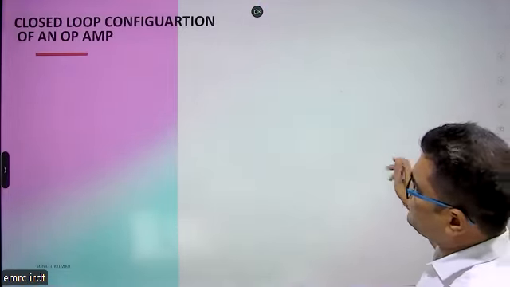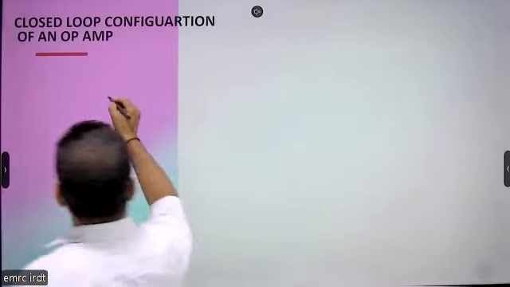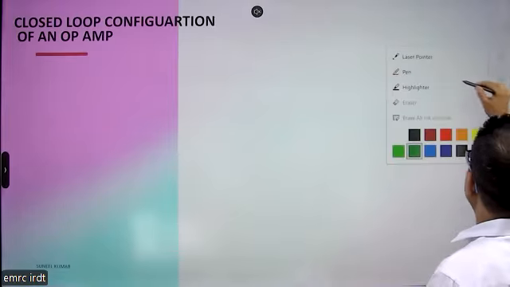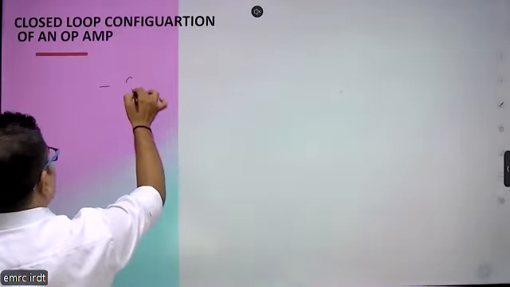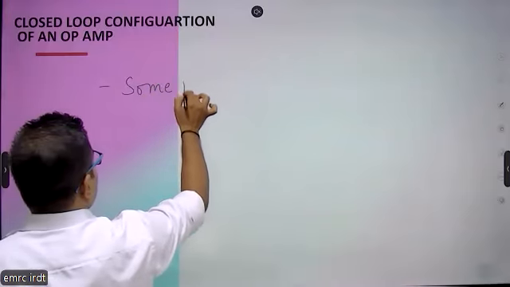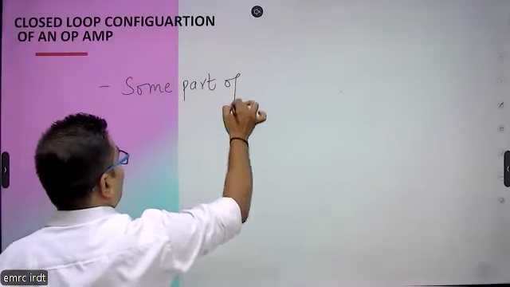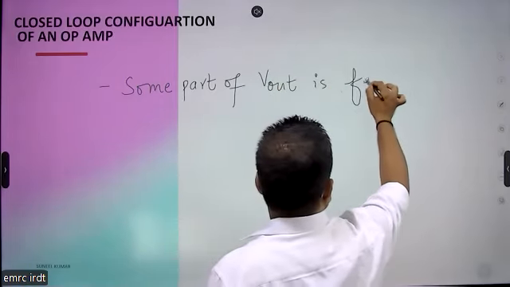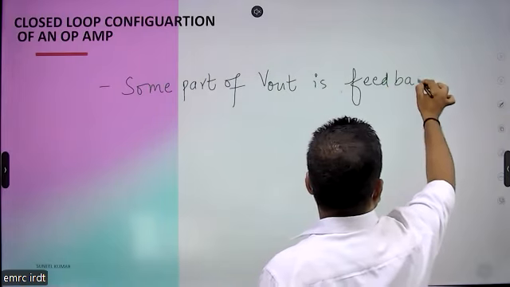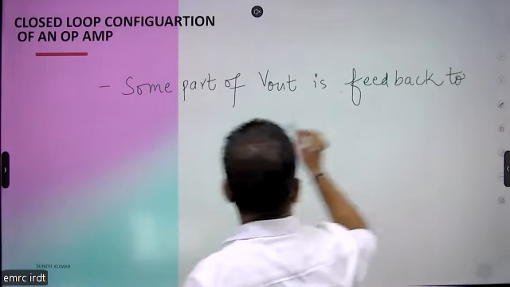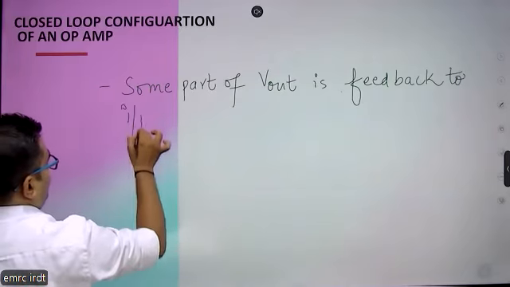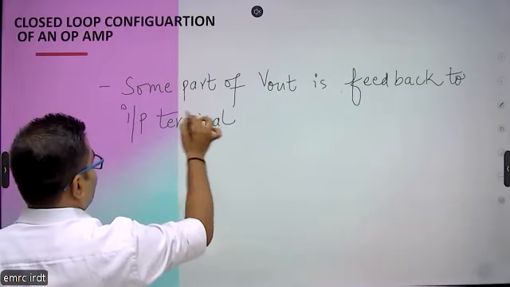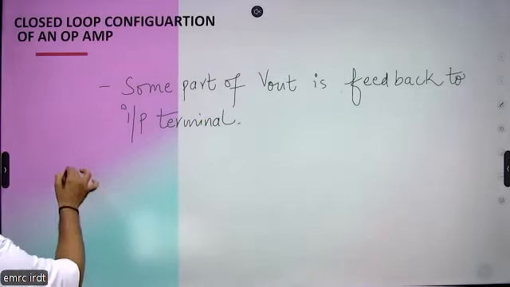So here we have closed loop configuration, which means some part of V output is feedback to input terminal. Feedback to input terminal. This is the closed loop configuration.